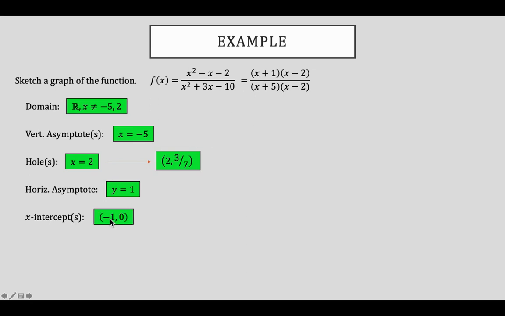And because that's an x-intercept, we know that the corresponding y value is going to be 0. All right, when I plug in -1 for x, I get out 0 for y. I only have one x-intercept in this case.